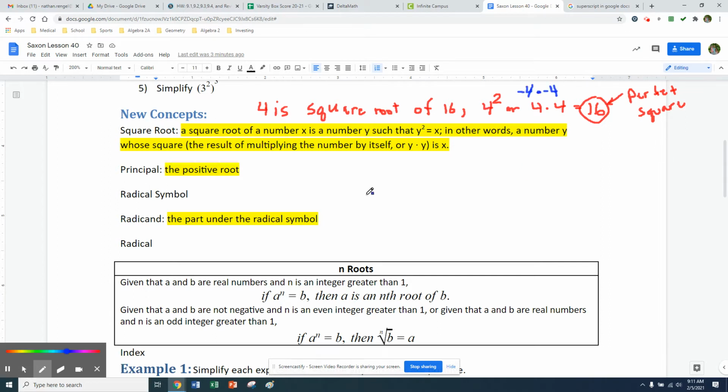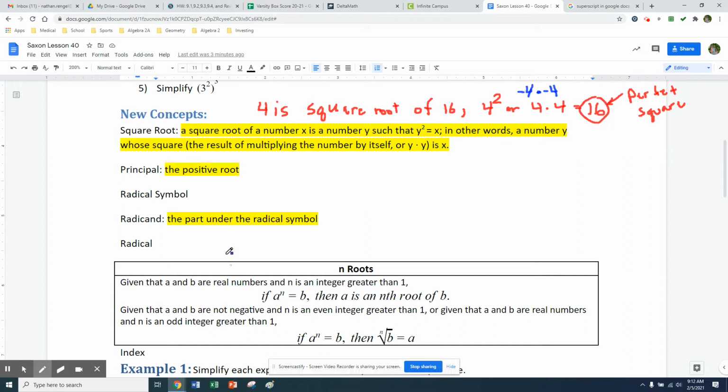The principal root represents the positive root, or the positive answer to a square root of a perfect square. So for example, 4 times 4 was 16, but then also negative 4 times negative 4 is 16. So negative 4 is also a possible square root of 16.